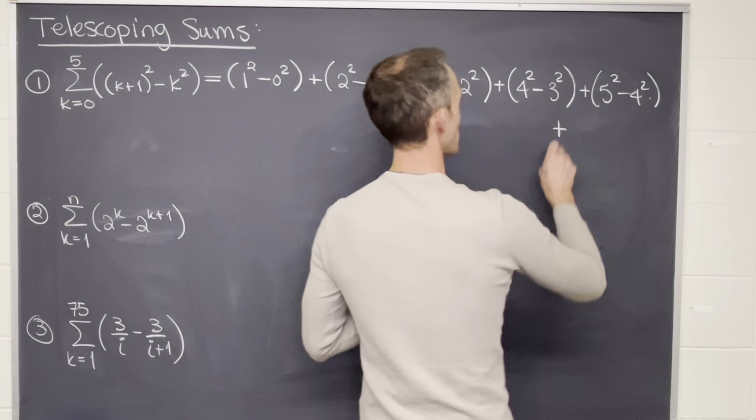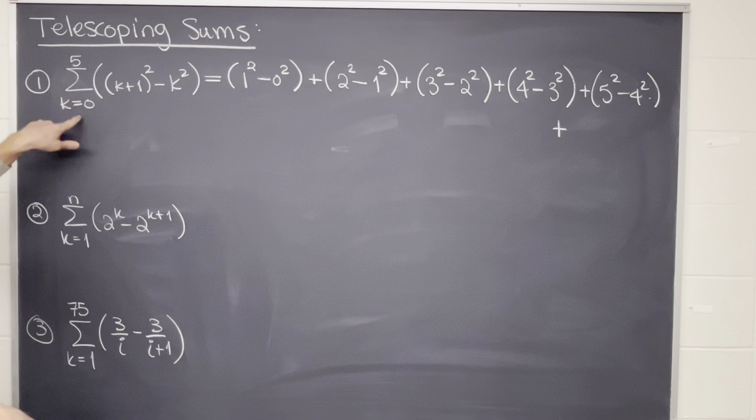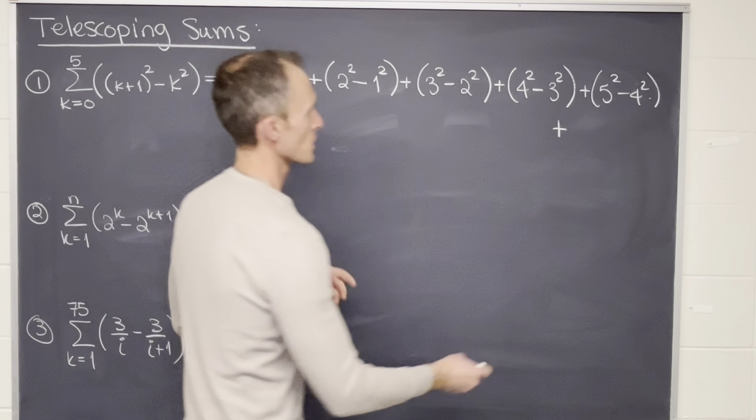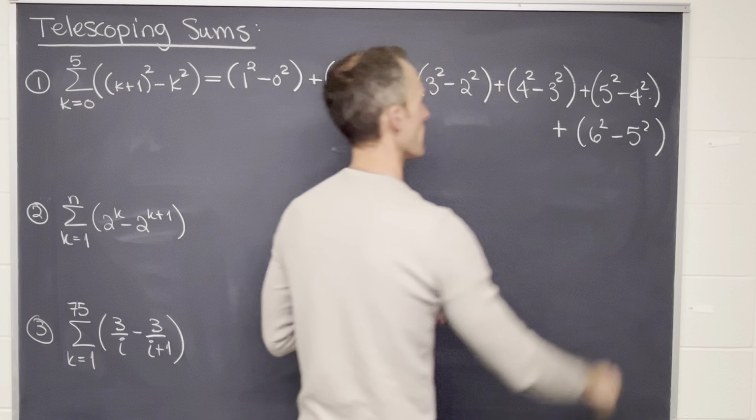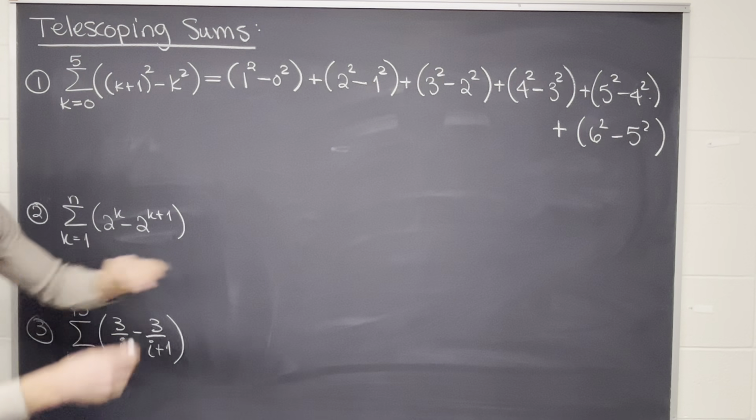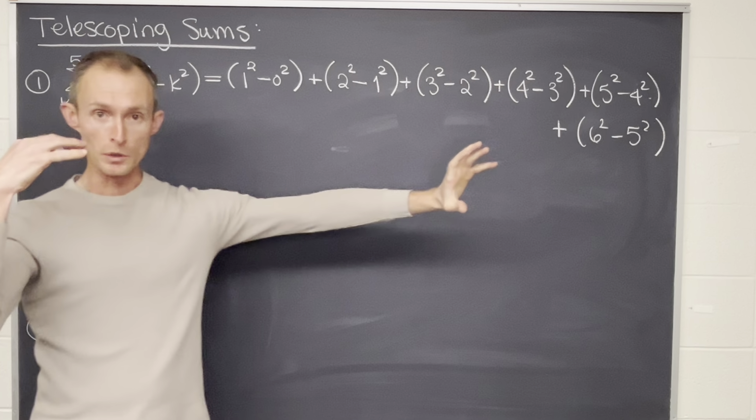And then plus my last term, I'll just put it down below. K is equal to 5, so that's going to be 6 squared minus 5 squared, excuse me. Okay? So that's the telescope in fully expanded form, okay?